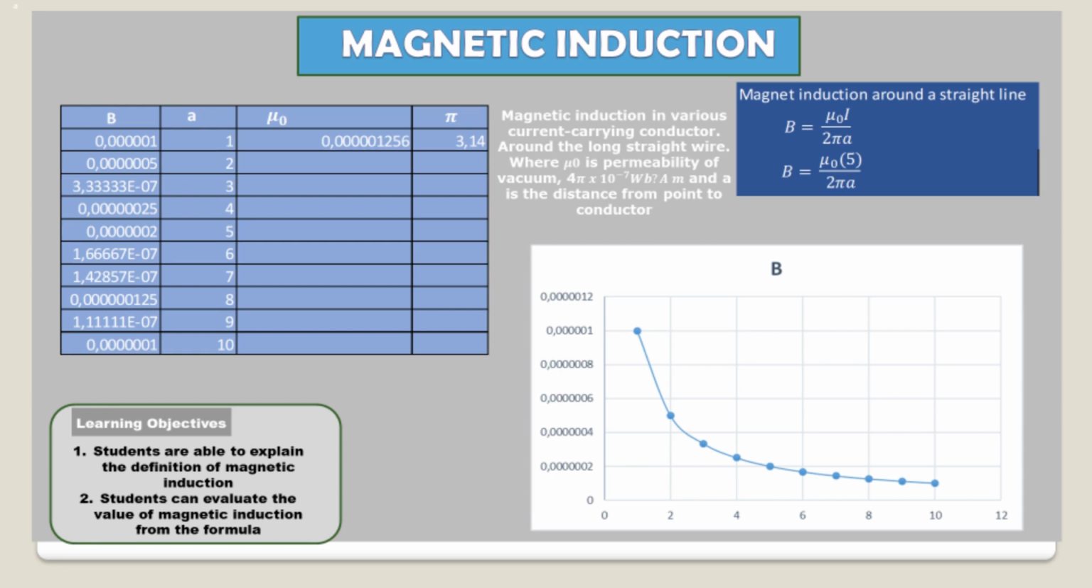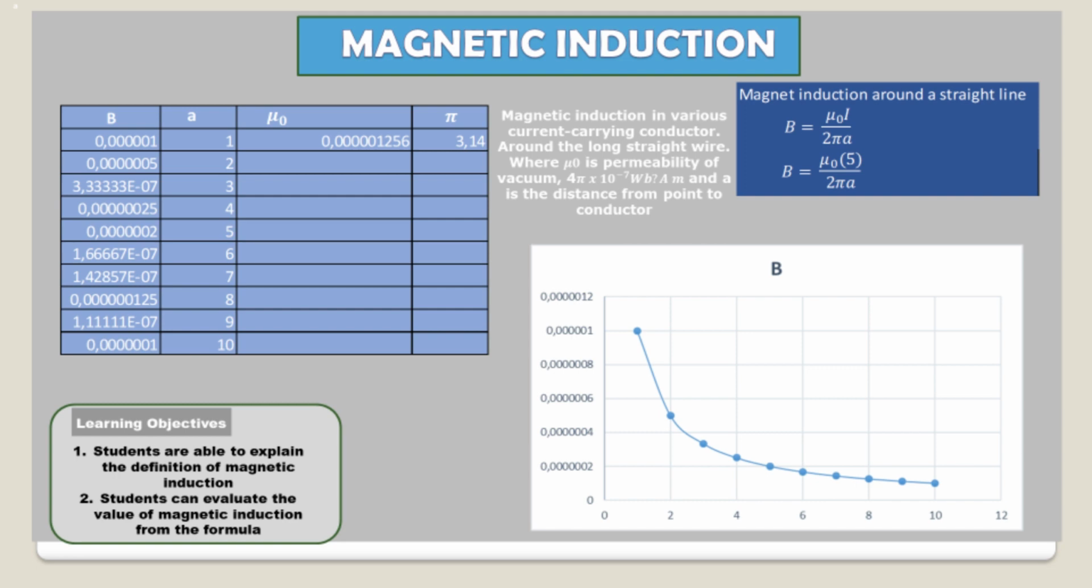And last one, also discussing about Lorentz force. The learning objectives, there are two learning objectives here. The first, students are able to understand the formula of Lorentz force in magnetic field charge moving. And the second, students can evaluate by the formula given.